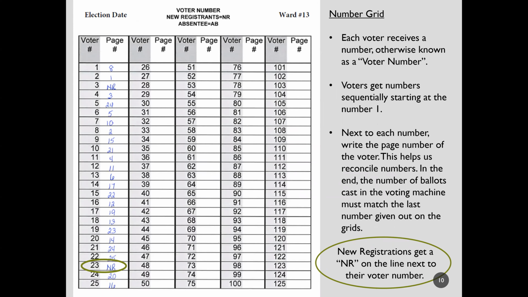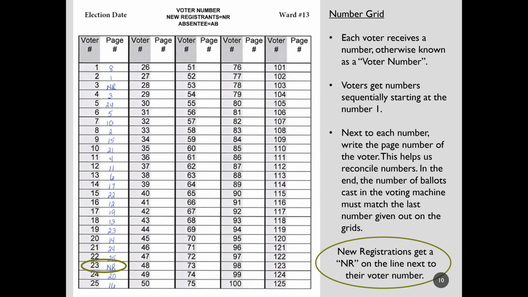This next slide talks about number grids. So this is your number grid, which you will start out always as voter number 1 at each table because we now are doing central count. You don't have the absentee numbers on here. So each voter receives a number, otherwise known as the voter number. Voters get the numbers sequentially starting at the number 1.